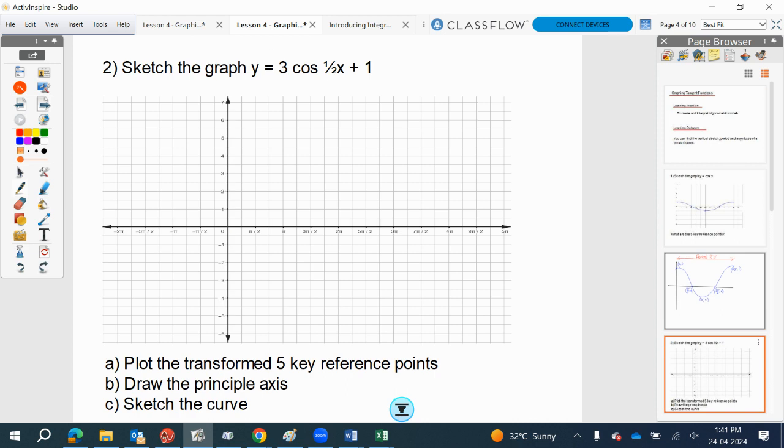Have a go at drawing the transformation of this one. Start by plotting the principal axis. Figure out what the period is. Plot the translated position of the 5 key reference points, and then sketch the curve.